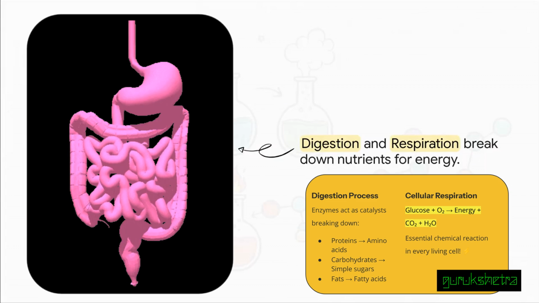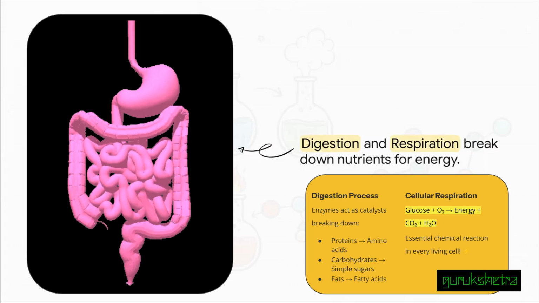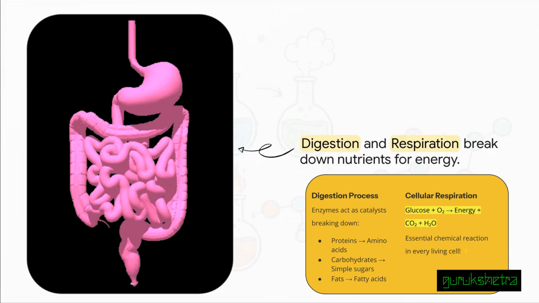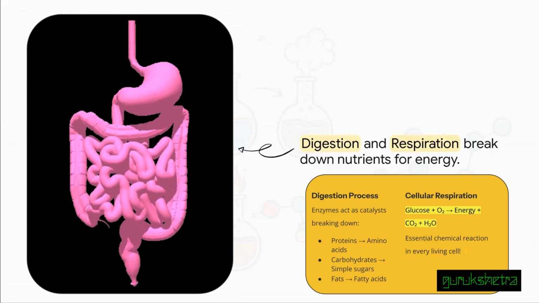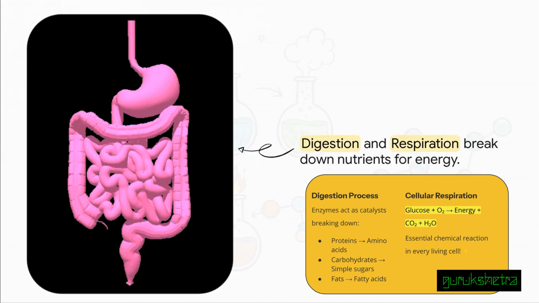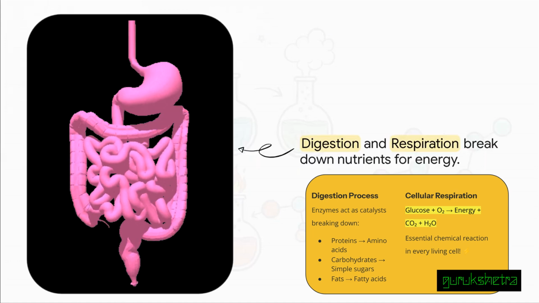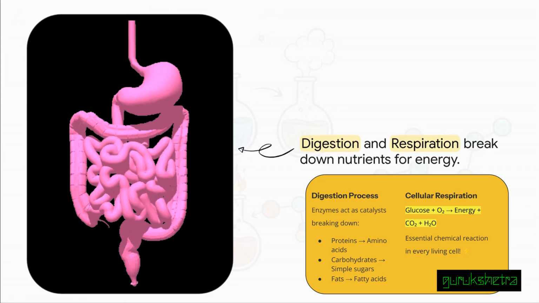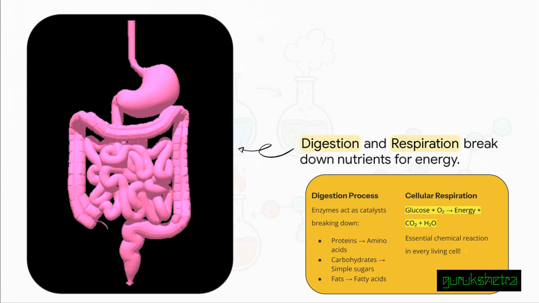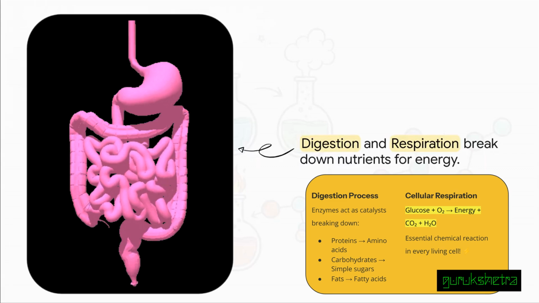But honestly, the most vital chemistry of all is happening inside you. Think about digestion. Your body uses enzymes as catalysts, and they act like tiny molecular scissors. They chop up complex proteins into amino acids, carbs into simple sugars, and fats into fatty acids. Why? To fuel cellular respiration. Your cells take that simple sugar, glucose, combine it with the oxygen you breathe, and chemically react them to produce vital energy, plus carbon dioxide and water. That specific chemical reaction is what's keeping every single living cell in your body alive right now.